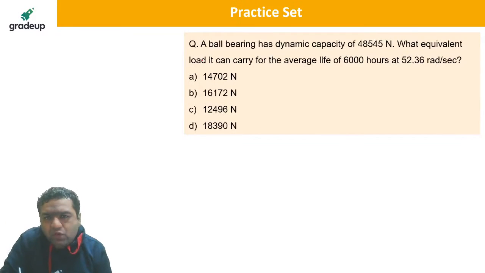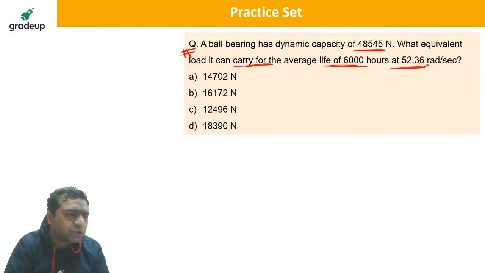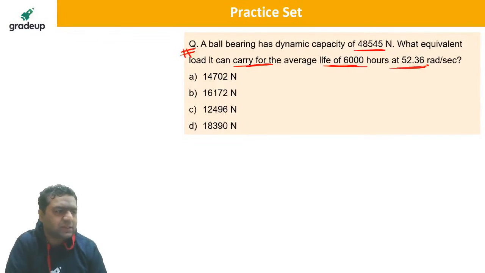Okay, one last question before clutches will start. A ball bearing has dynamic load carrying capacity of this. Why am I doing this kind of question more? Because that is one short question coming every year. I have covered all the types, you can see. What equivalent load it can carry, the average life of this at this radians per second. Every question has a slight twist in it.